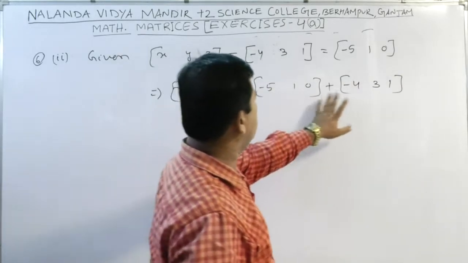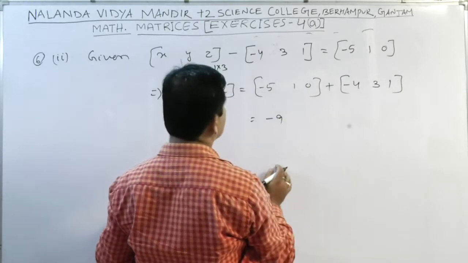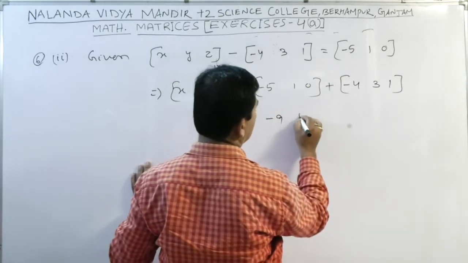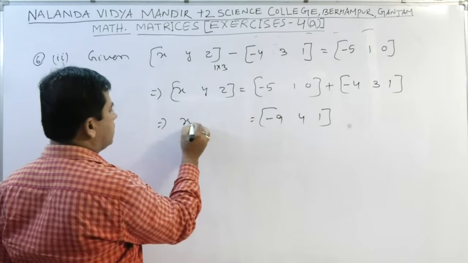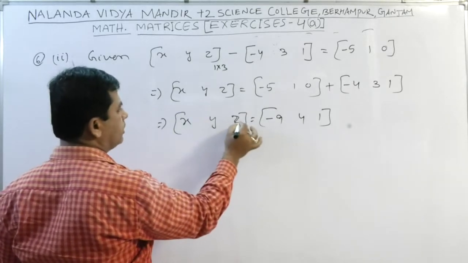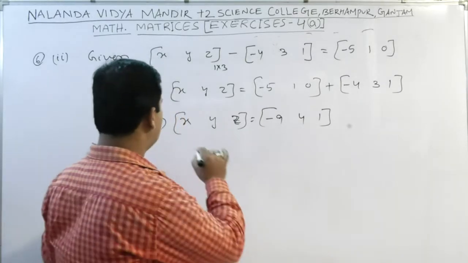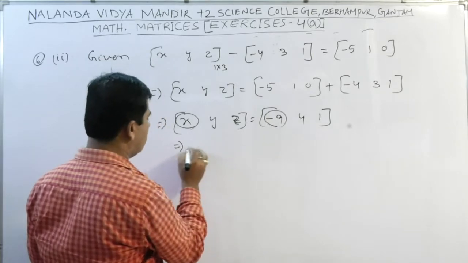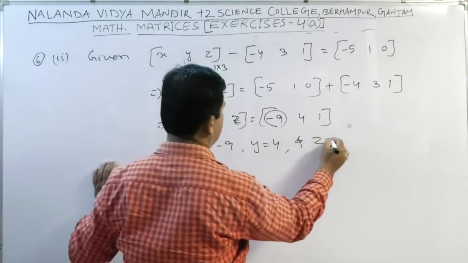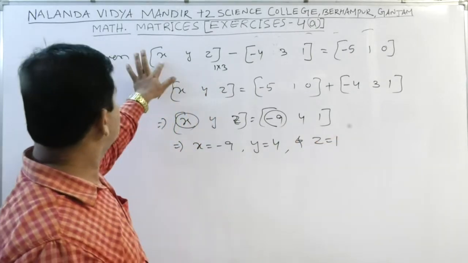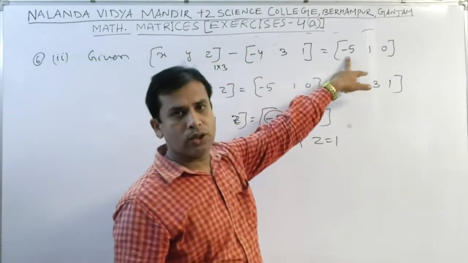Now, these two matrices: minus 4 plus minus 5, that is minus 9. 1 plus 3, 4. 0 plus 1, 1. Therefore, this implies the [X, Y, Z] matrix is equal to [-9, 4, 1]. Therefore, two matrices are equal, so their corresponding elements are also equal. This implies X is equal to minus 9, Y is equal to 4, and Z is equal to 1. Put X is minus 9: minus 9 plus 4 is minus 5.